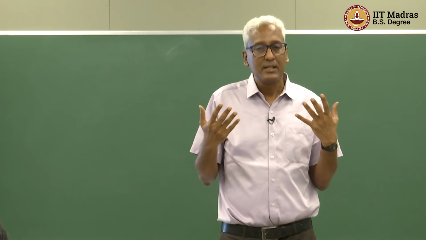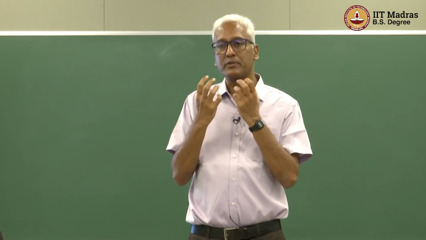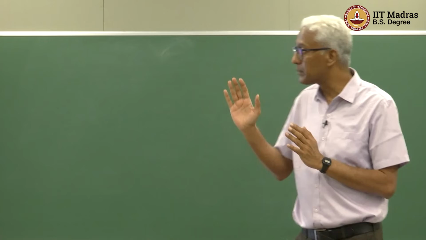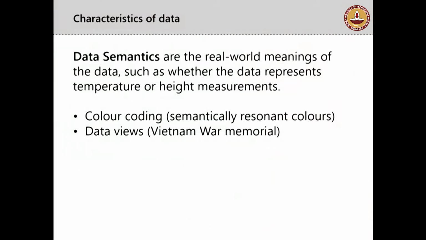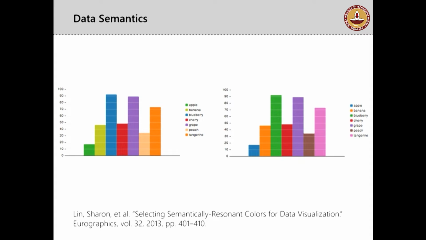The second one is you discover the most appropriate meaning for the data set and the representation you want. Okay, we see an example of that using this Vietnam War Memorial. Okay, so this is the first one, which is some naturally occurring meaning. The first one is semantically resonant color coding, right? Where apple is green, banana is also some kind of green, blueberry is blue, cherry is red, peach is peachish color, and then tangerine is orange, right?